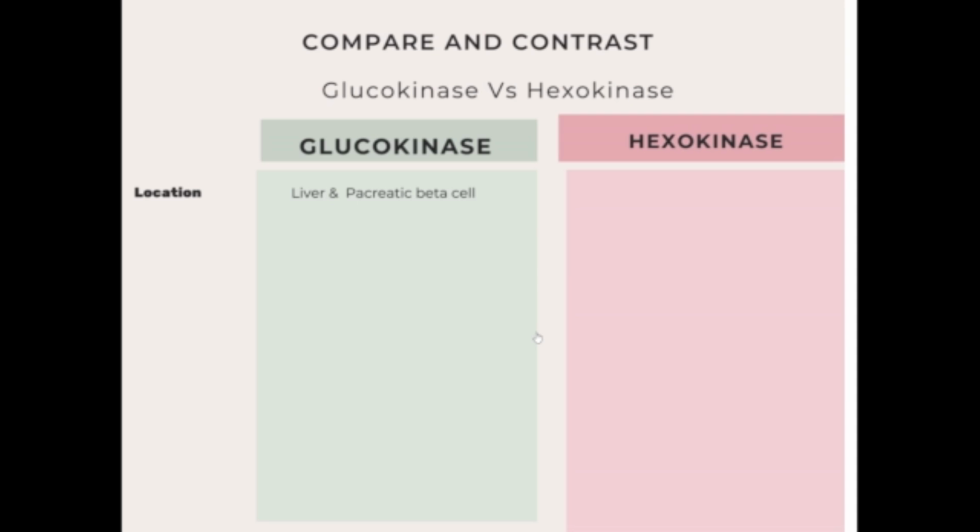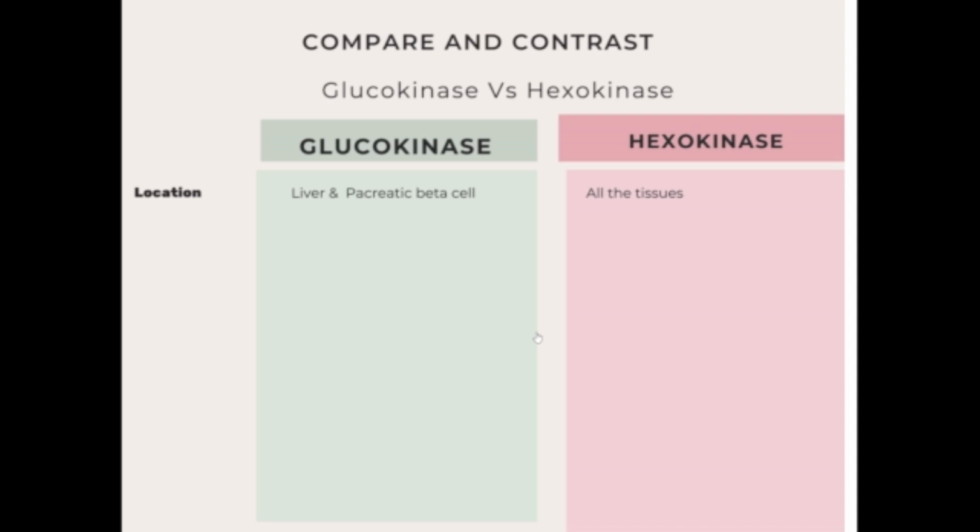Glucokinase is present in the liver and pancreatic beta cell, while hexokinase is present in all the tissue. In the liver, the glucokinase enzyme helps in glycogen synthesis from glucose. In the pancreatic beta cell, there is a glucose sensor, so glucose will go inside the pancreatic beta cell and synthesize ATP. The ATP that is produced will close the ATP sensitive potassium channel, so that the voltage gated calcium channel will open and calcium will release the insulin.